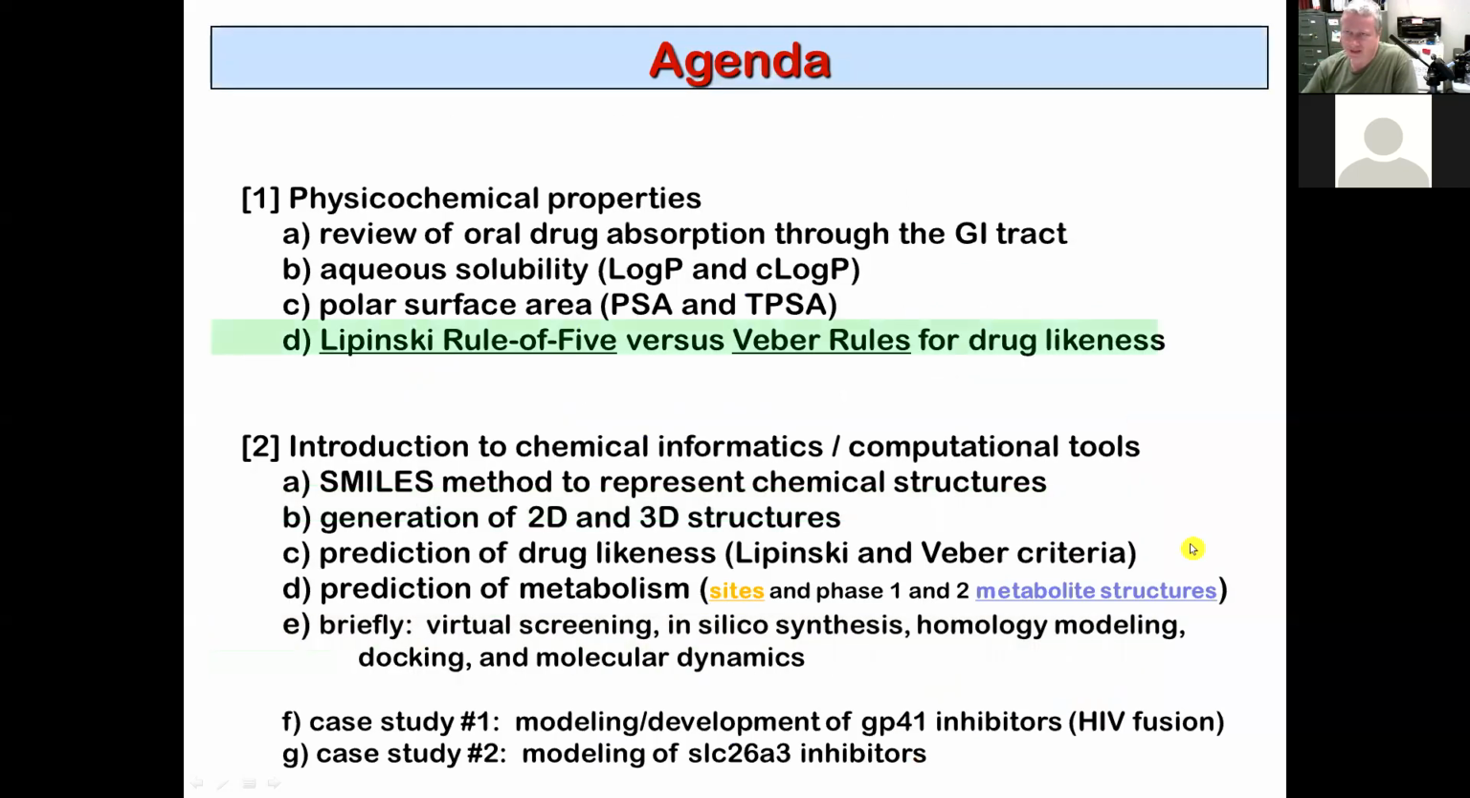Okay, let's get into Lipinski Rule of 5 and the Weber rules. We'll do this a little bit, then I'll probably continue into the asynchronous lecture a bit. Also, a lot of this stuff is really nice if I do it kind of live for you.